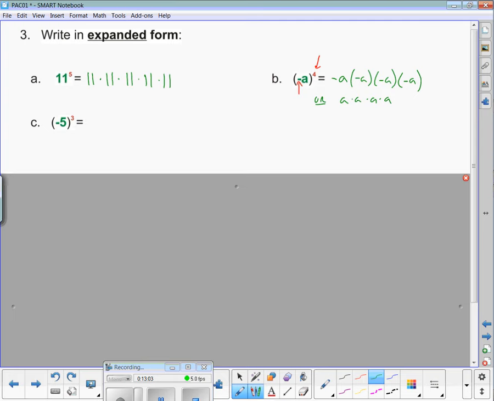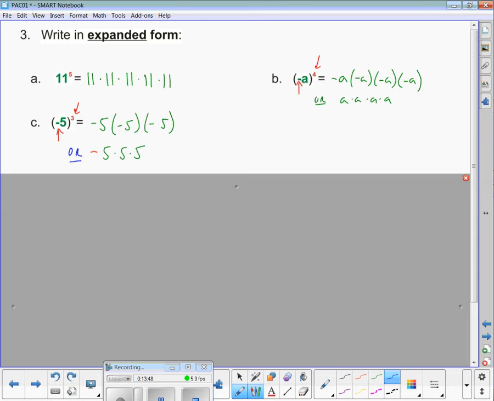All right, so C, same kind of idea. The negative 5 times itself 3 times, negative 5 times negative 5 times negative 5, right? But again, one more time, what happens if you have a negative base and an odd exponent? The product is what? Positive or negative? Negative, and you could just write negative 5 times 5 times 5. Won't that give you a negative product? It will. So it's just really a shortcut way to write it. I'll take it either way. But again, if you'll think about positives and negatives, that's going to help you in the long run.